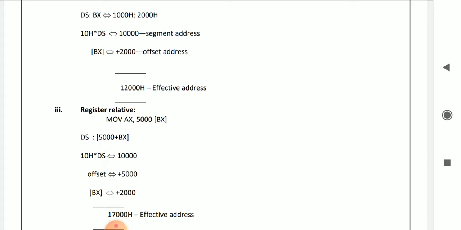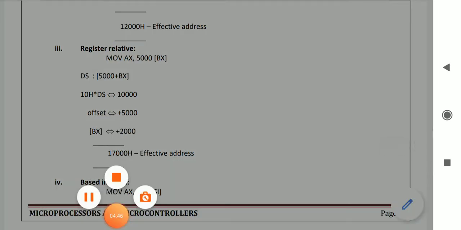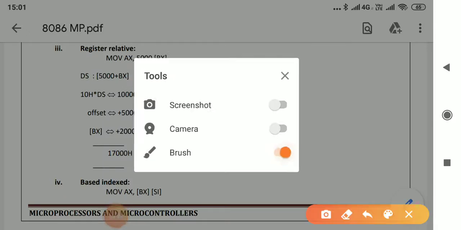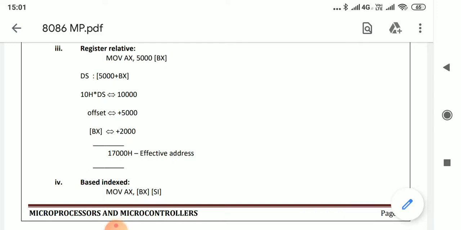So DS multiplied by 10 becomes 10,000. For the offset address you add 5000, and BX contains 2000, so finally you get the effective address 17,000.